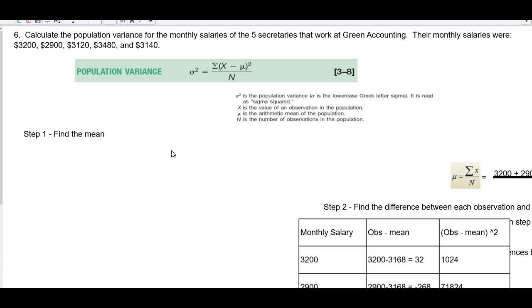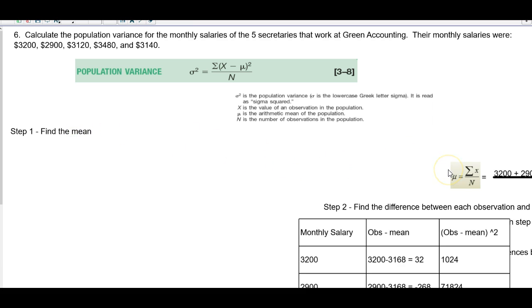Problem 6 deals with solving for population variance. So we're calculating the population variance for the monthly salaries of the 5 secretaries that work at Green Accounting. And I've given you the monthly salaries. Here's the equation for population variance from your textbook. And let's go ahead and get started.